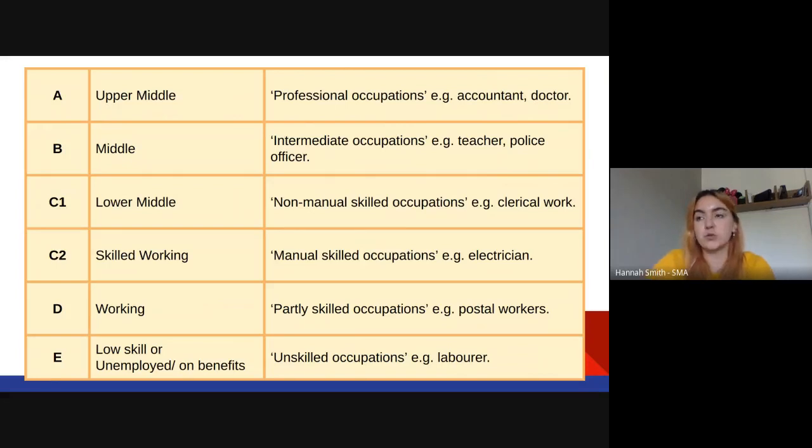You've got C1, the lower middle, clerical work, admin, secretaries, a little bit of skill, but they haven't had to go and do a whole qualification to do the job. C2, you're skilled working, manual jobs, electrician, joiner, builder, good with their hands, have a lot of knowledge. D, you have working, posties, others that have skills or require things. And on E, you've got the low skills or those unemployed or on benefits. I should also say here, those that are retired are technically classed as social class E.